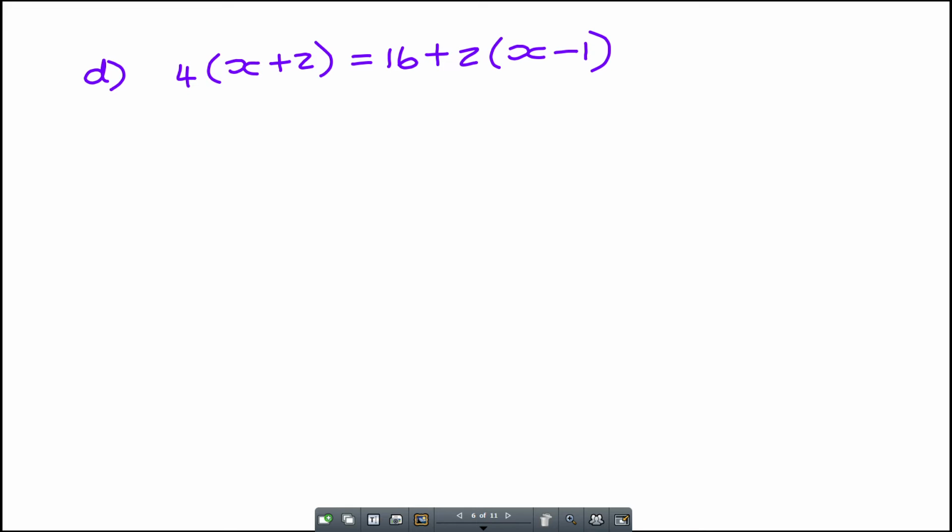Okay, so I first have to multiply in. So 4 times x gives me 4x. 4 times 2, 8. Okay, the 16 stays just like it is because that 16 has got nothing to do with a bracket. What do I multiply in? The positive 2 is what I'll multiply in.